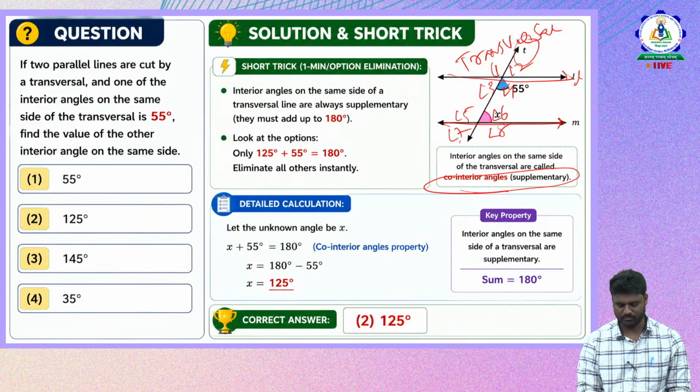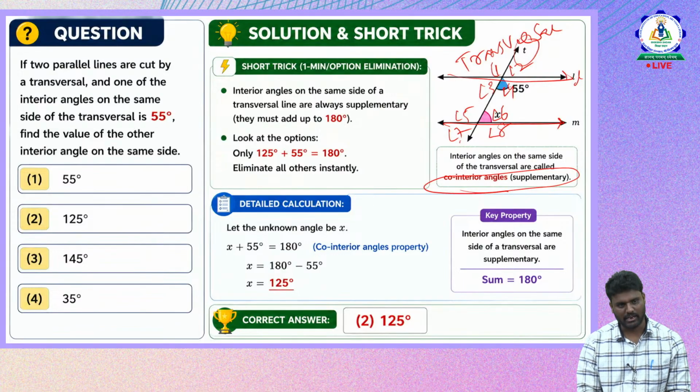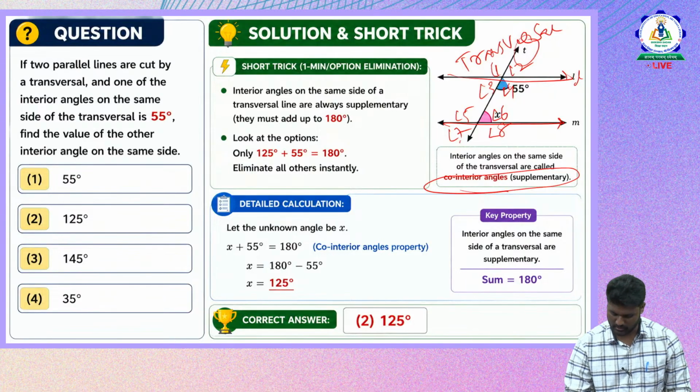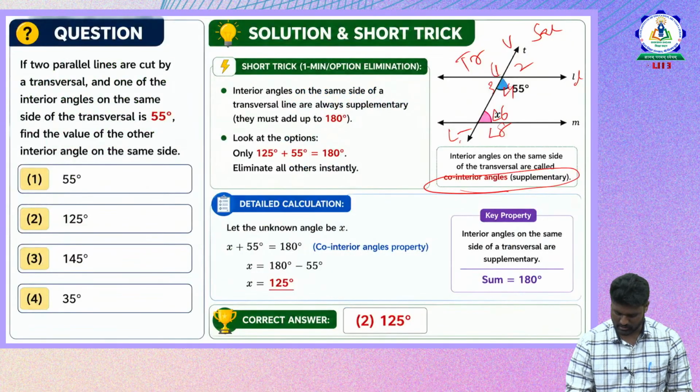Now the question is based on this parallel lines concept. Let us try to solve this problem. They are asking: if two parallel lines are cut by a transversal and one of the interior angles on the same side of the transversal is 55 degrees, find the value of the other interior angle on the same side. That is the figure. Let us try to understand the figure of the given question.